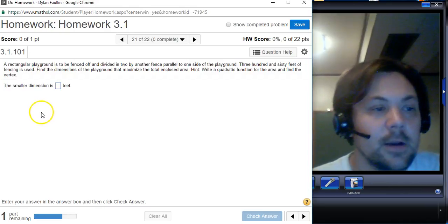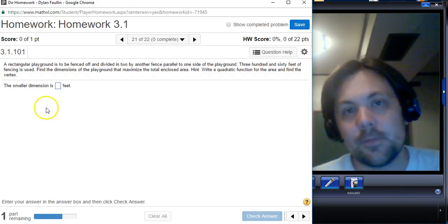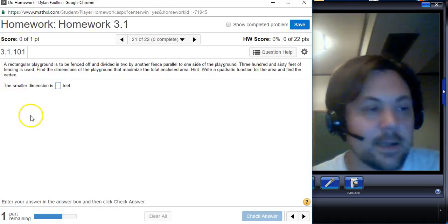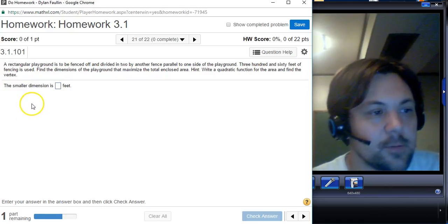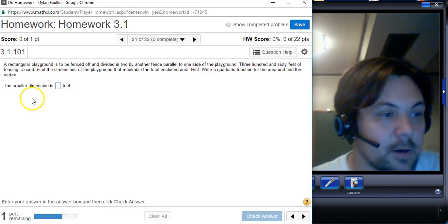So anytime you're trying to optimize a quadratic function, it is optimized at the vertex. To get to that quadratic function, however, is going to be a little bit more challenging in this problem. So first, I would recommend starting off by drawing a picture. Draw a shape.